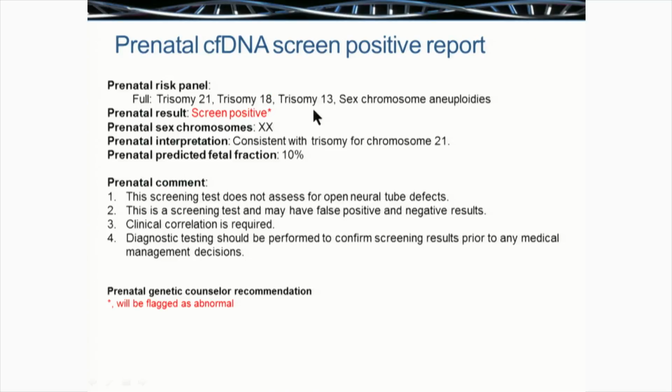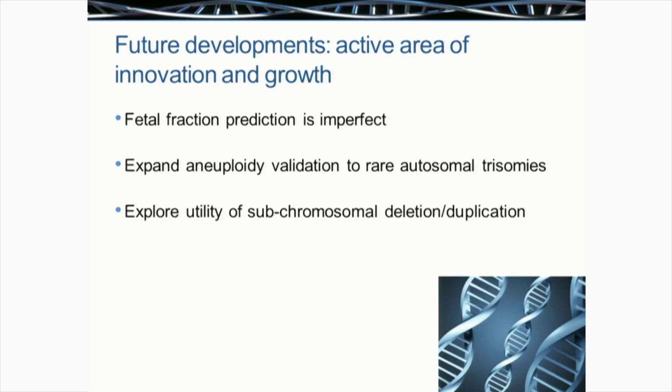And we do offer that you can do sex chromosome aneuploidies plus or minus. You can get a report back for the sex chromosome or not. If we detect a sex chromosome aneuploidy, we will report that back. So there are a lot of areas of growth, such as the fetal fraction prediction, which is currently imperfect. We want to expand our aneuploidy validation to some of these other rare autosomal trisomies. And then we're going to be talking with maternal fetal medicine about going from the full chromosome into subchromosomal events.